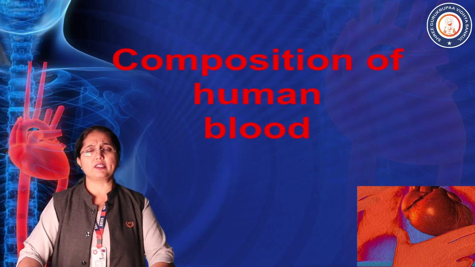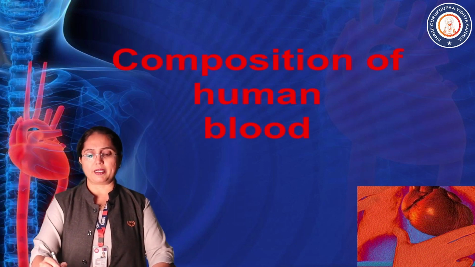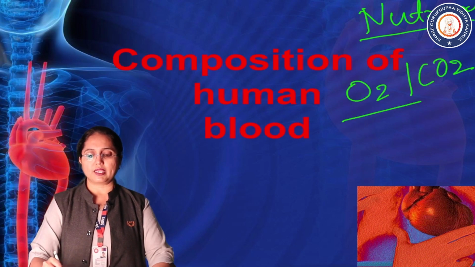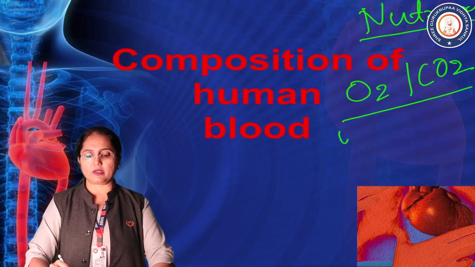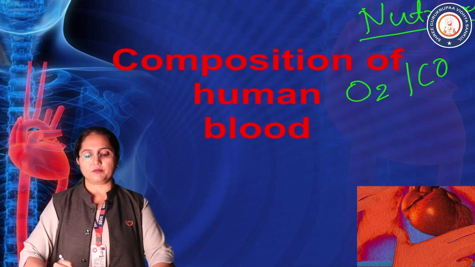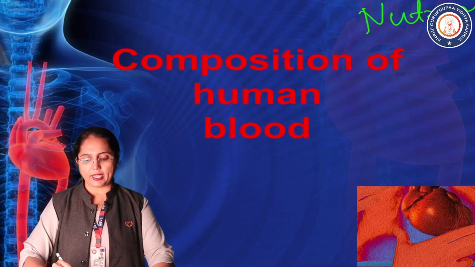Human blood transports nutrients, even gases like O2 and CO2, and other components like wastes. All these components are transported and reach all parts of our body.